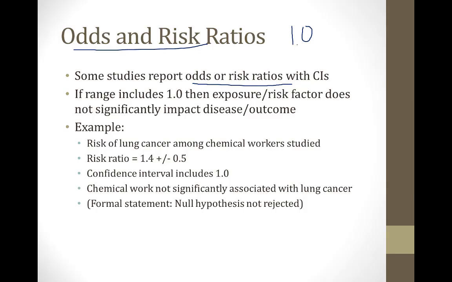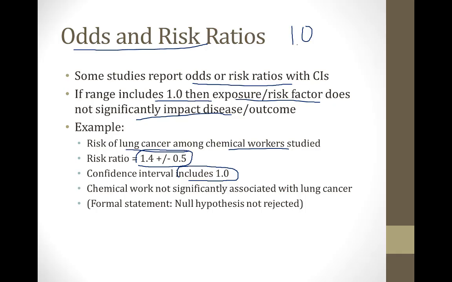The key thing to remember here is if the confidence interval includes 1.0, then the exposure or risk factor does not significantly impact disease or outcome. This is easier to understand with an example. Let's suppose that the risk of lung cancer among chemical workers is studied, and the risk ratio is found to be 1.4 plus or minus 0.5. That range of plus or minus 0.5 includes the number 1.0. This means that chemical work is not significantly associated with lung cancer.